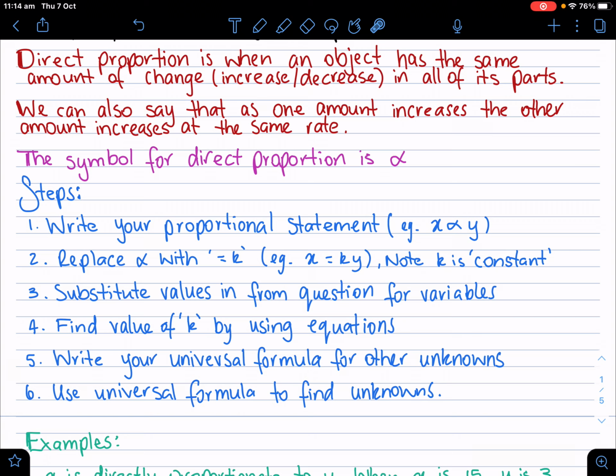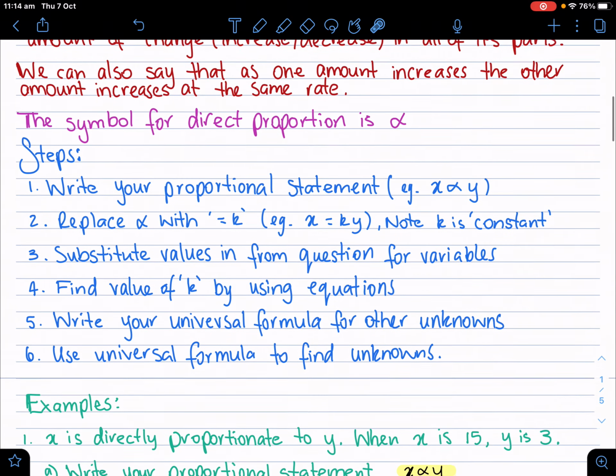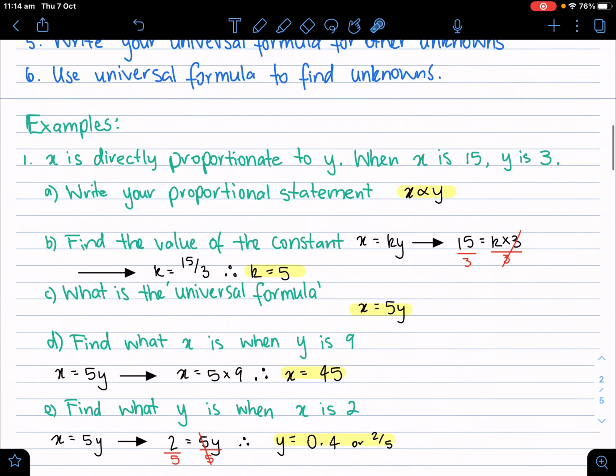Once you have k by itself, you can then write your universal formula. Now, the universal formula refers to the formula that we can use to find other unknowns. It will be universal for that case study, for that exact scenario. That's why I like to call it the universal formula. Once we have the universal formula, we find our unknowns. So let's go do a few examples so that all of this makes sense.